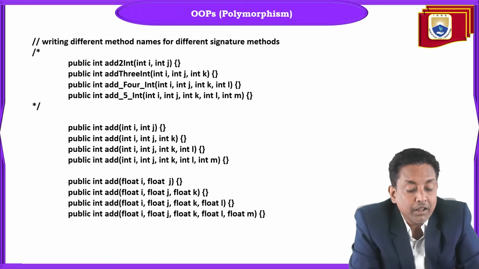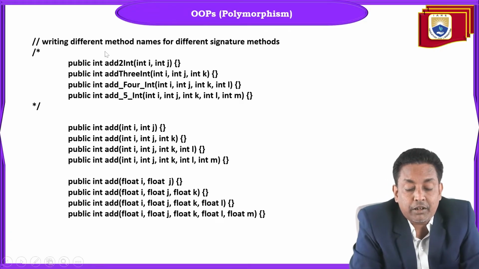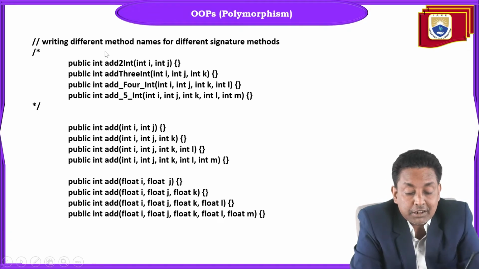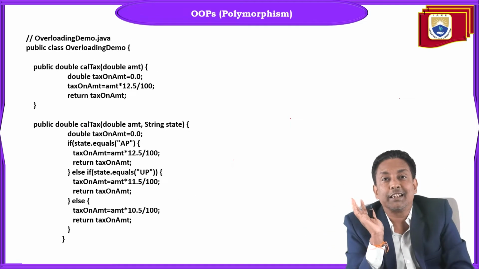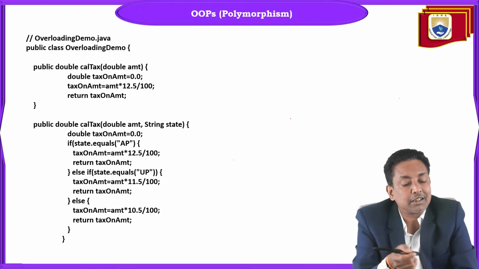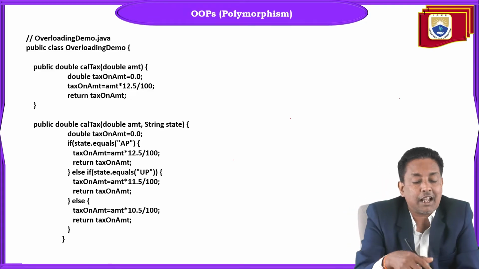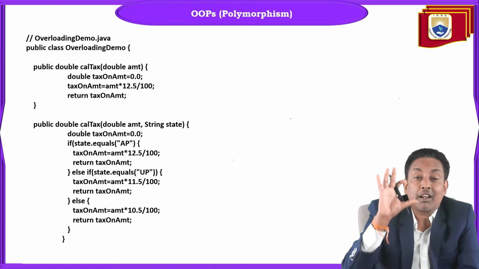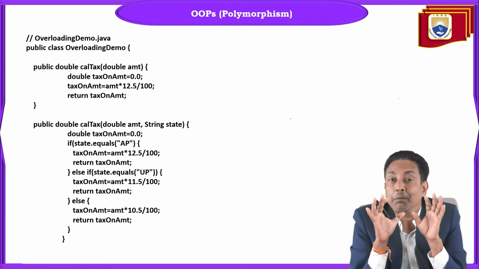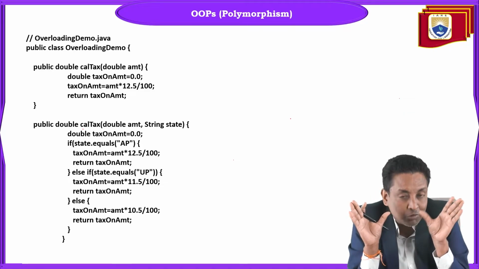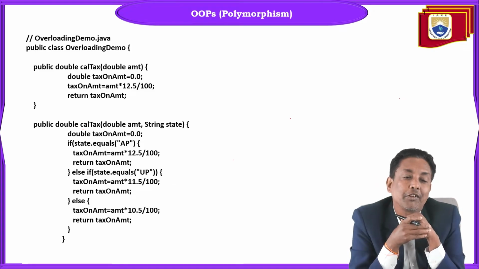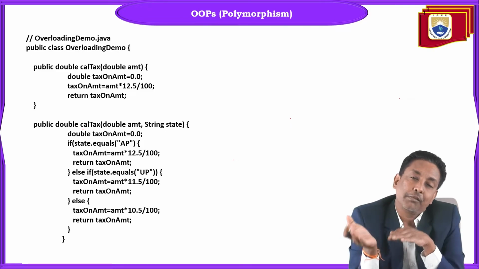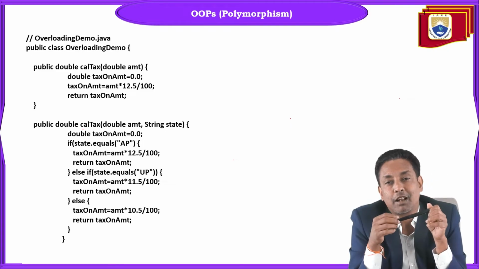This is one example, and there is one more example. Writing different method names for different method signatures, if method overloading doesn't exist. If method overloading doesn't exist, what happens? The calculate tax example is clear. If our object oriented programming doesn't support method overloading, let us assume, what happens? Then it would be quite similar to procedural programming.